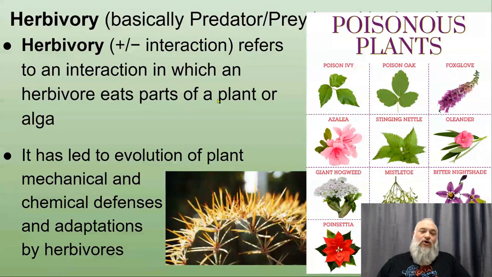Okay. Herbivory is basically just predator-prey, but with plants and herbivores. Okay. Plants can't run away, so they got different defenses. They don't have any of that runaway signal calling kind of stuff. So they're doing it with mechanical things like thorns and stickers, or chemical defenses and poisons and things like that.